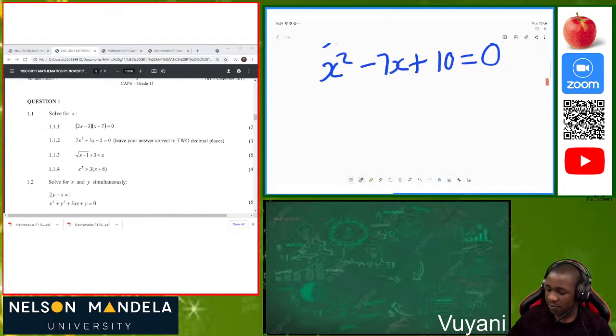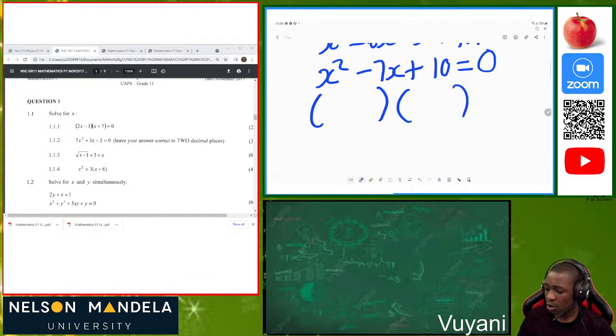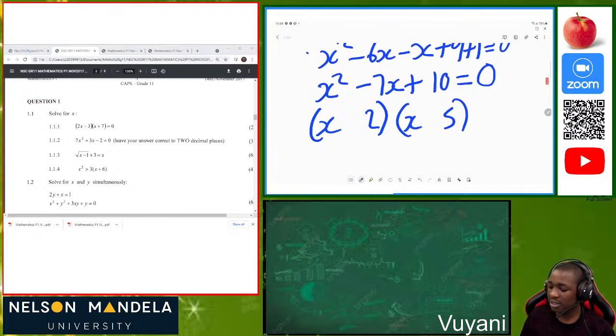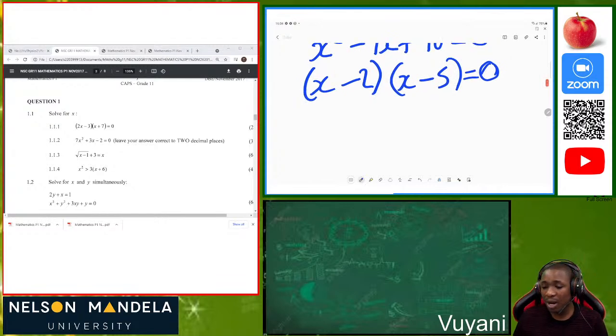But if you're going to use factors, we know that in order for us to get 10, we must have 2 times 5. And when we add or subtract, we are still getting the middle term. So we have x, and we know that we must have 5 and 2. Now, in order for us to have the middle term, negative 7, when you say negative 2 minus 5, we still get negative 7. So these are our factors. If you can't get the factors, I advise that you can always use the quadratic formula. It will always give you the correct answers, the correct factors.